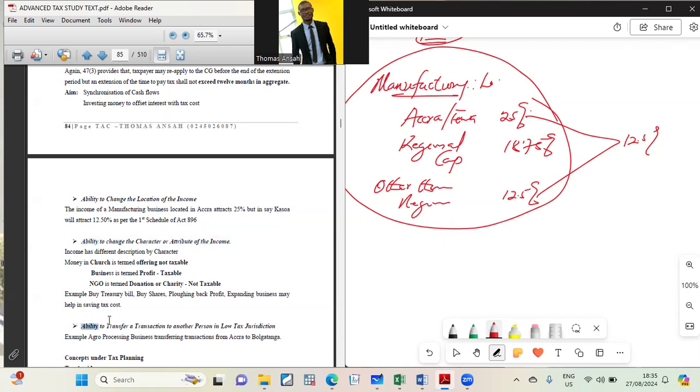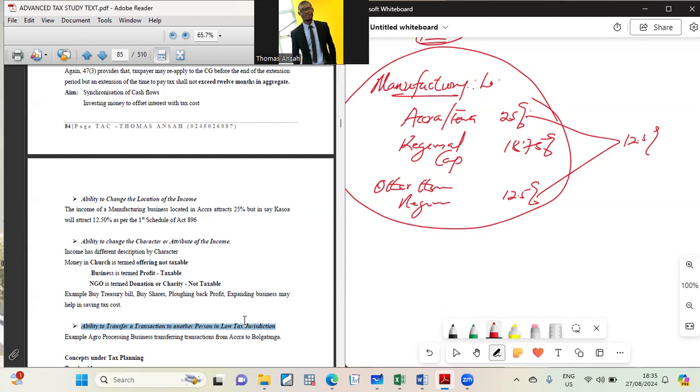Then the last one is the ability to transfer a transaction from one person in a high tax jurisdiction to another who is in a low tax jurisdiction. Because the tax at the various places is not the same. Let's say an agro processing transaction from Accra to Bolgatanga, the tax system in Bolga is different from the tax system in Accra. So in terms of location, and we'll be looking at those things right now, you know that you have been able to save yourself some tax. All right. So basically, that is that.